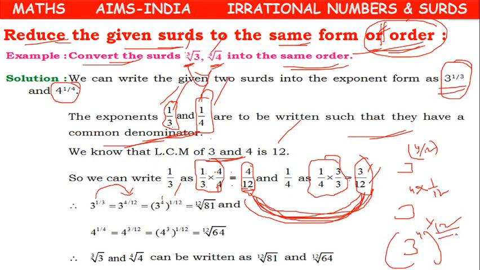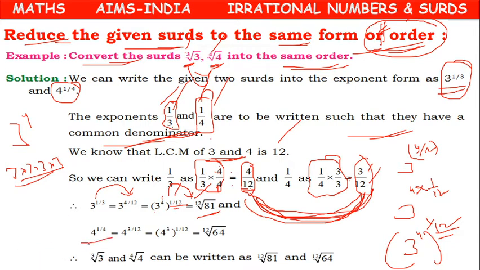So 1 by 12 stands for 12th root. 1 by 12 is the exponential form, 12th root is the radical form. If it is written in radical form, we can write it as 12th root of 3 power 4. 3 power 4, what is the value, children? 3 into 3 into 3 into 3, 81. So 12th root of 81.